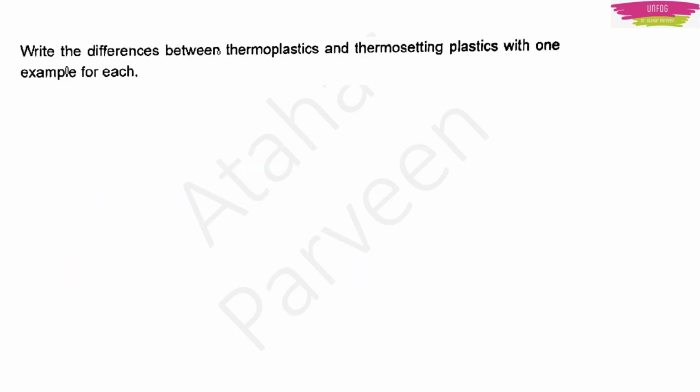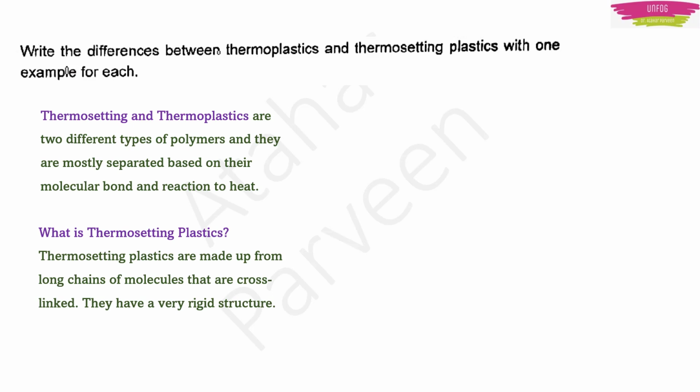Now let's talk about thermoplastics and thermosetting plastics. Actually, a 2-mark question was asked in your previous year question paper. So I have picked this question from your previous year question paper. Now, thermosetting plastics and thermoplastics are two different types of polymers. They are mostly separated based on their molecular bond and how they react to heat.